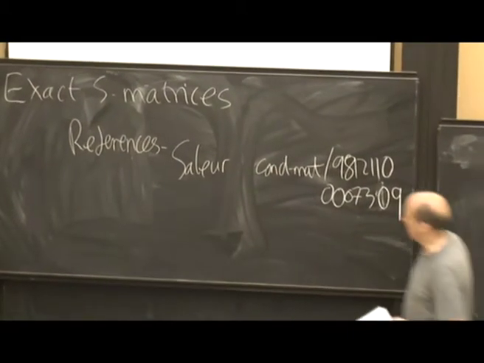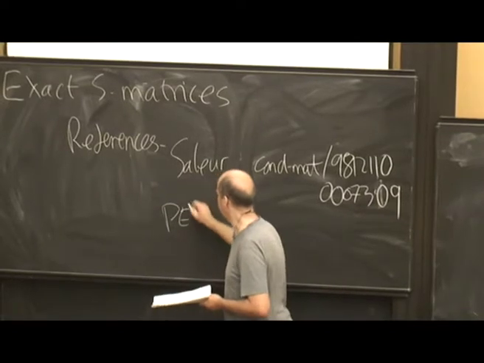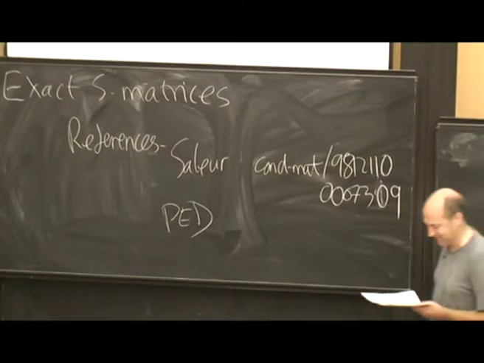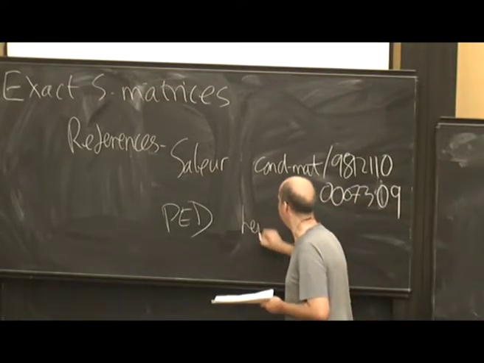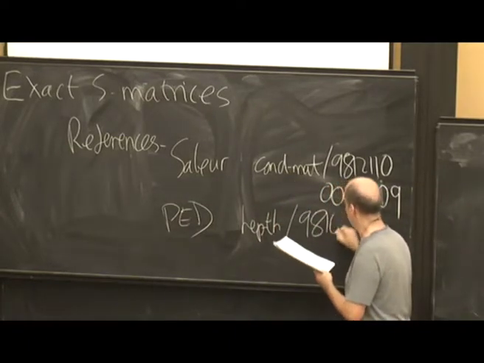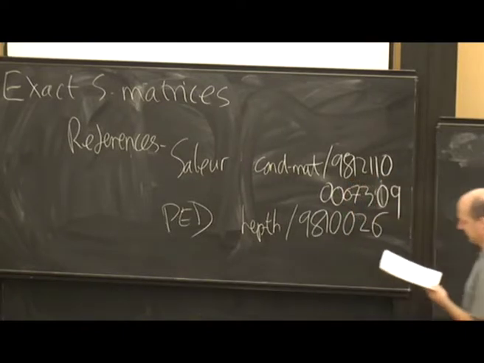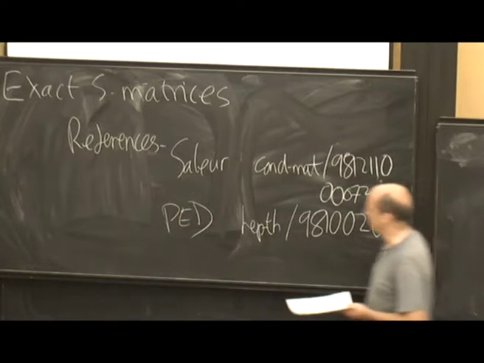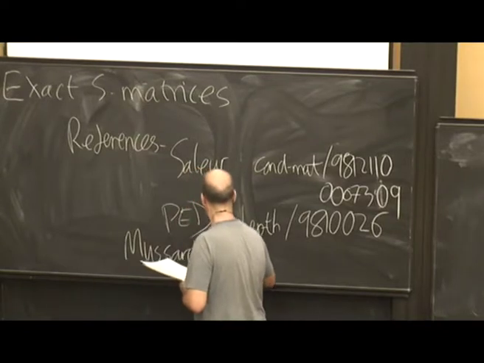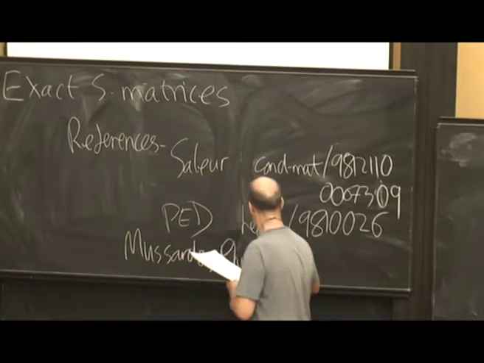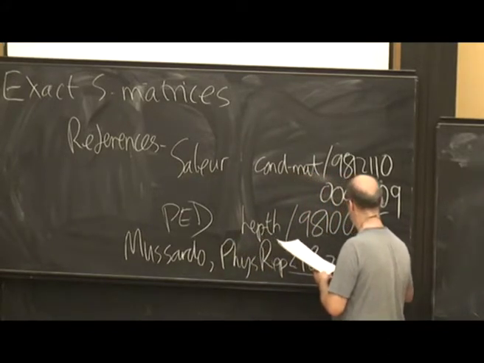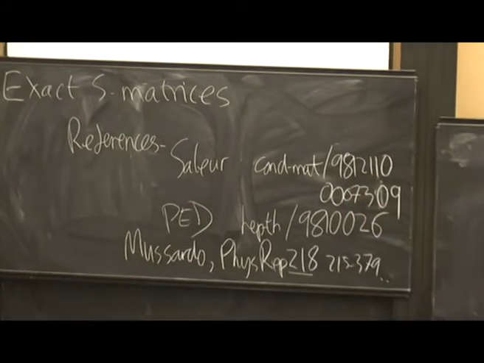Then there are some lectures with the same title as this course by me, and you'll find rather a lot of resemblance between what I'm saying, at least in the first lecture or two, and these notes. Those are also on the old-style archive, so that's 9810026. And there's a very old physics report by Giuseppe Mussardo. That's probably quite enough for references.